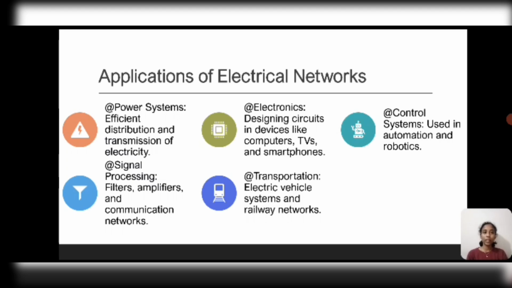Let us see about the applications of electrical networks: power systems, electronics, control systems, signal processing, and transportation. Power systems: efficient distribution and transmission of electricity. Electronics: designing circuits in devices like computers, TVs, and smartphones. Control systems: used in automation and robotics. Signal processing: filters, amplifiers, and communication networks. Transportation: electric vehicle systems and railway networks.